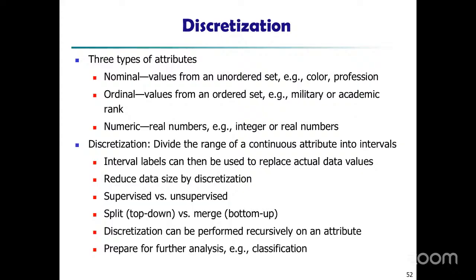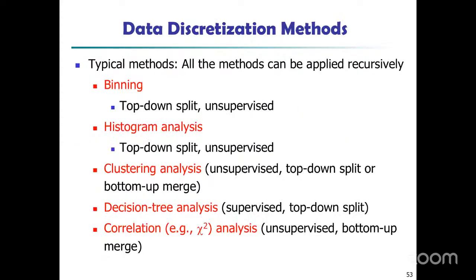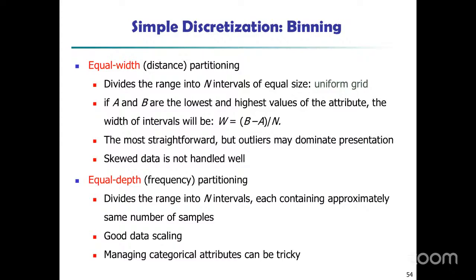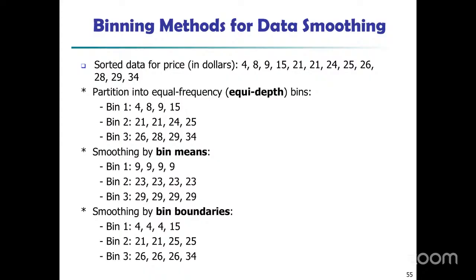Ordinal means values from an ordered set, for example military or academic rank. When it comes to numeric values, we know they are real numbers, integers, all those things. And data discretization: simple discretization, binning. Just to see one example.